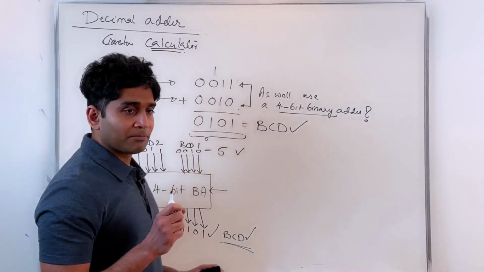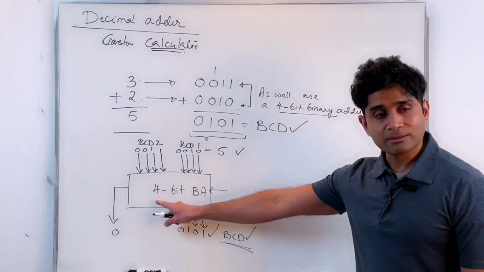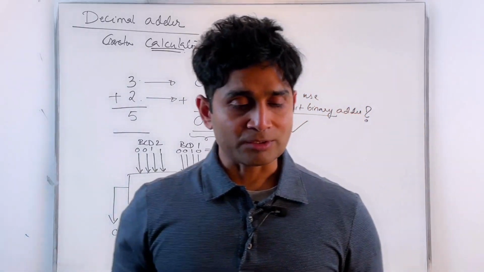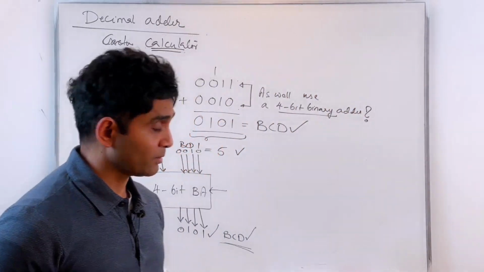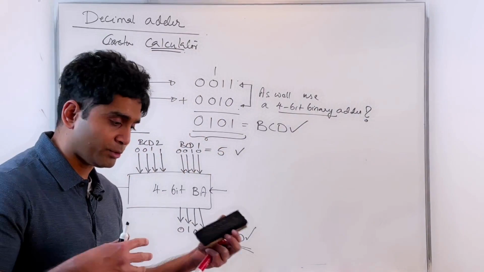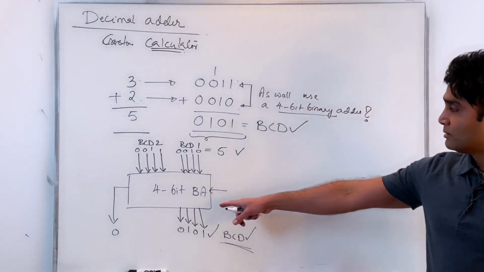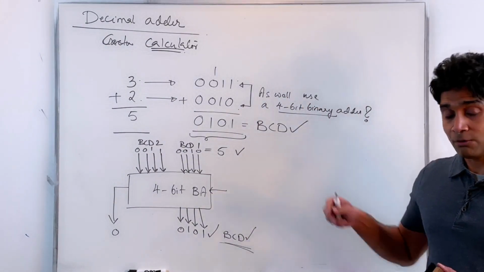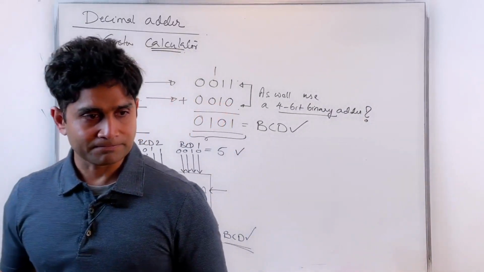So there may be a way by which I can use existing modules, in this case 4-bit binary adders, to construct my BCD adder. So that's the clue we need to see. Instead of trying to design an entirely brand new circuit at the gate level, I may be able to use the existing 4-bit binary adders that we know how to design. We have already designed them.